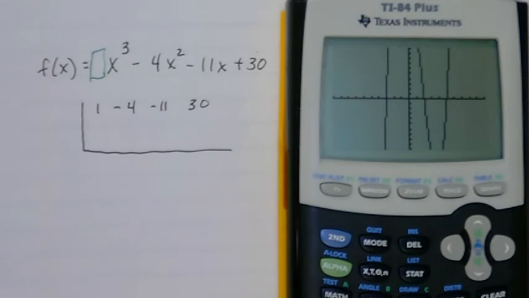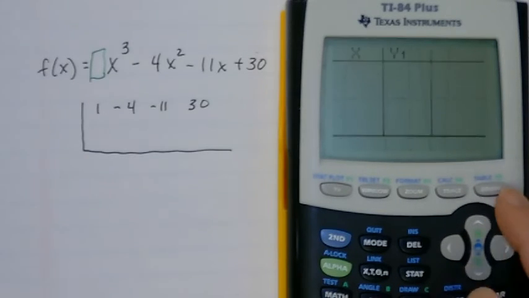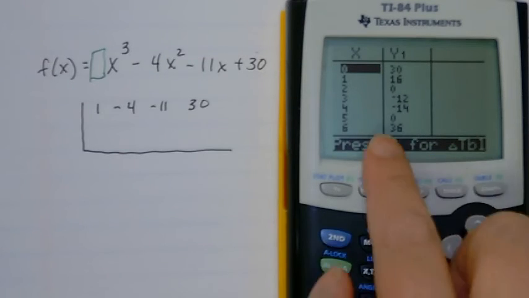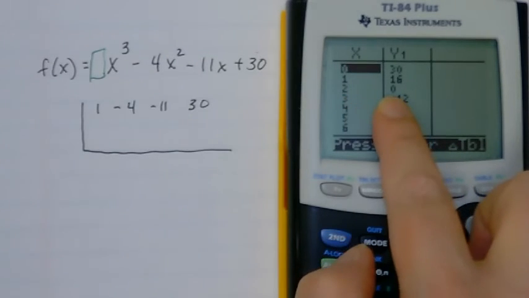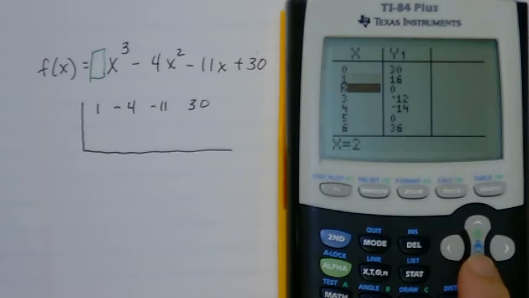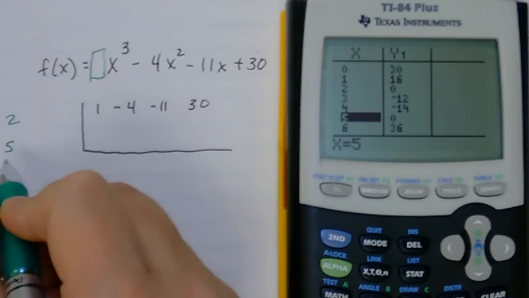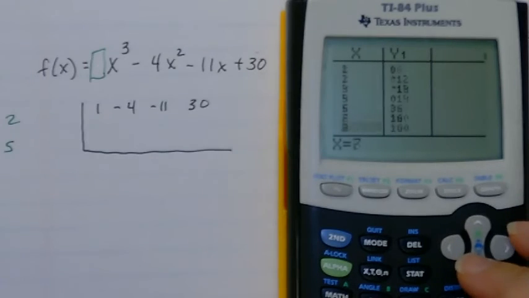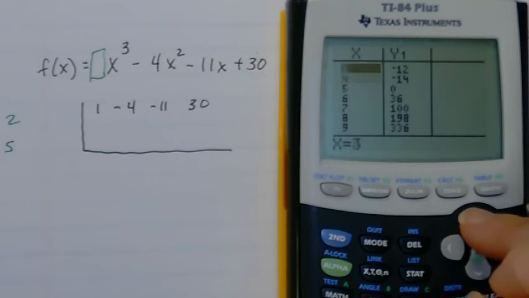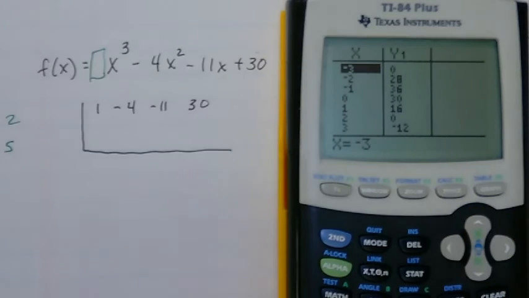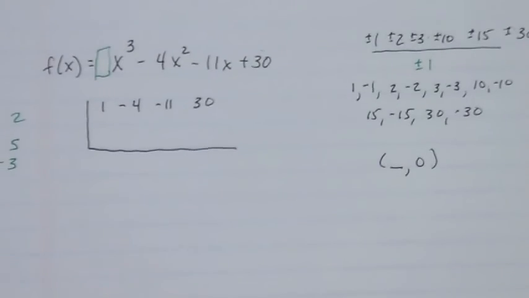It's hard to tell by looking at the graph, so I'm going to hit second graph and look at the table. And I'm looking for the places where I have a number for x and a 0 for y. And what I notice is if I go down here to 2, I have a number for x and a 0 for y, so I know that I want to try 2. I also see that at 5, I have a number for x and a 0 for y. I thought there was one in the negatives. So I'm going to go up here to negative, and oh, I notice at negative 3 for x, I get 0 for y.